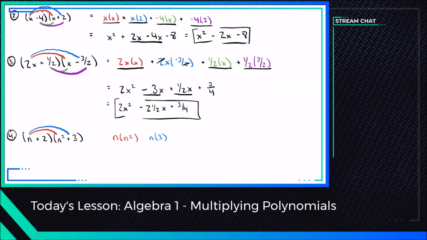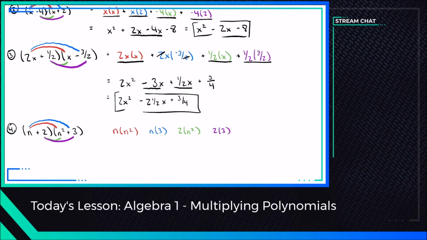And then we're going to go to our 2 inside terms. So that's going to be a 2 multiplied by an n squared. And then we're going to go to our 2 last terms. So that's a 2 and a 3. And then we're going to put in our plus sign placeholders. Multiply those out, combine like terms, and be finished.